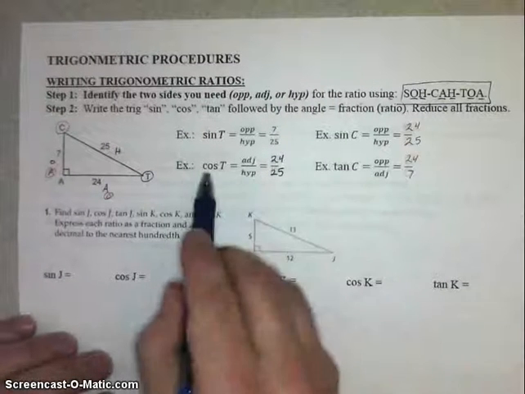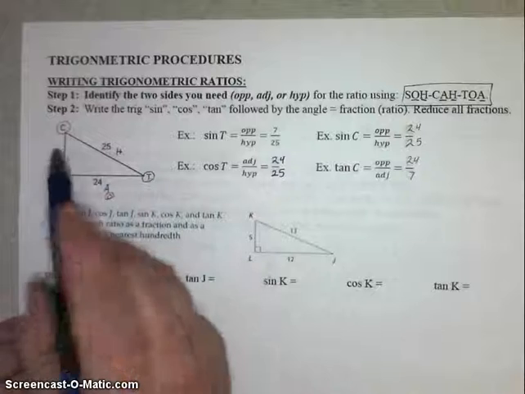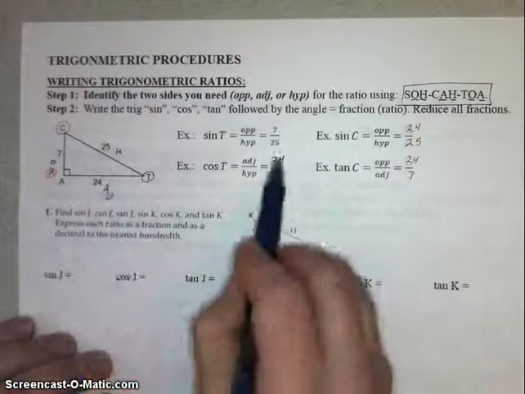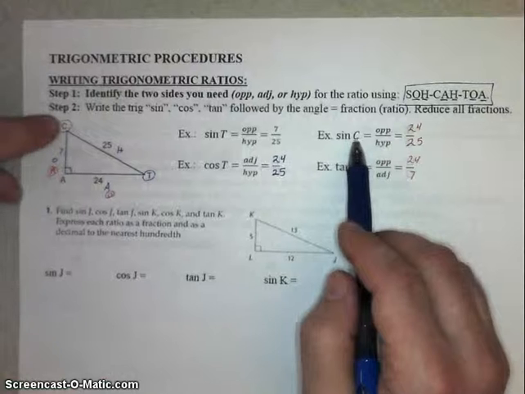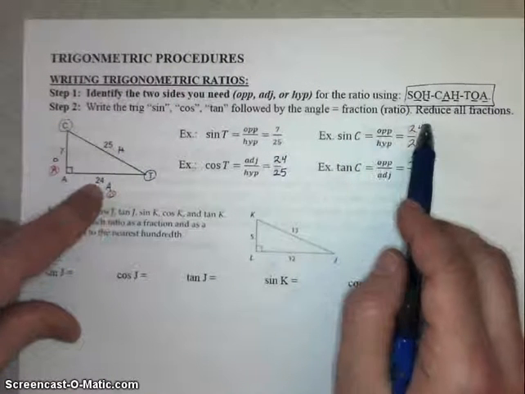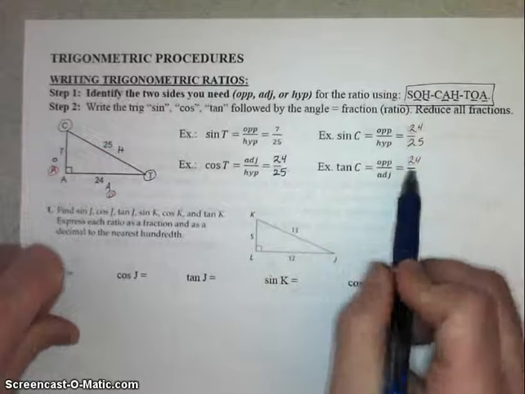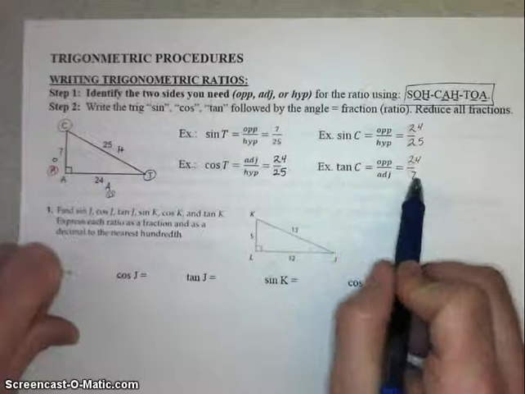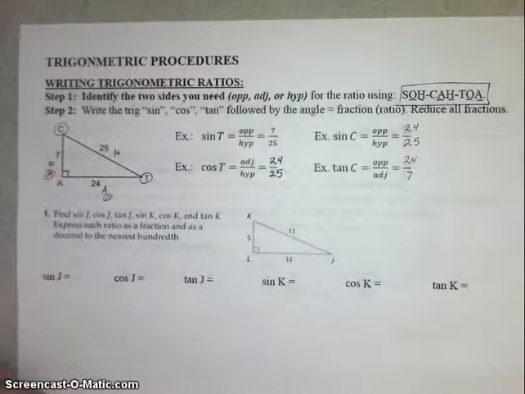Alright, here's what you should get. For angle T, the cosine of T is adjacent over hypotenuse, so 24 over 25, but then we change to angle C. The sine of angle C, the opposite leg of C is now the 24, hypotenuse is still 25, and the opposite and adjacent ratio for tangent is 24 over 7.